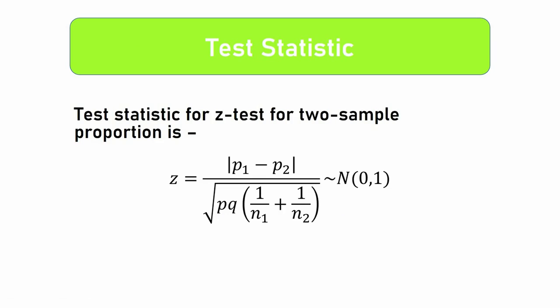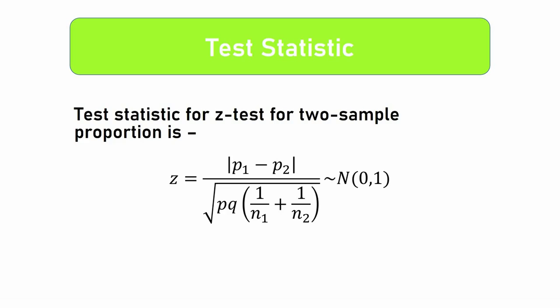This is again according to your need, whether you need the one tail test or two tail test. So here we have the test statistic for two sample proportion, which is Z is equal to modulus of P1 minus P2 whole divided by the root of PQ into 1 by N1 plus 1 by N2. This also follows the standard normal distribution with mean 0 and variance 1. Here P1 is the sample proportion for the first sample, P2 is the sample proportion for the second sample, and P is the population proportion.